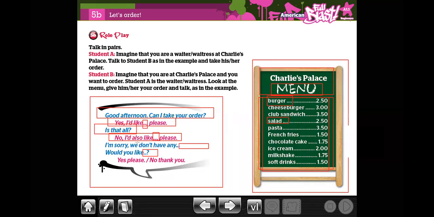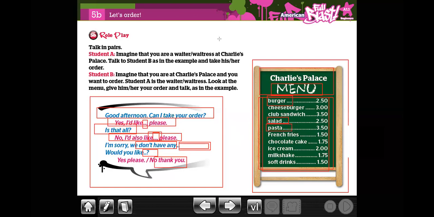Algo que no tiene. Okay, we don't have it here. Vas a pedir algo que no tienes en este caso. Entonces, could be, no, I also like chicken, please. I'm sorry, we don't have any chicken. Would you like another preference here? Pasta? Yes, please, or no, thank you.